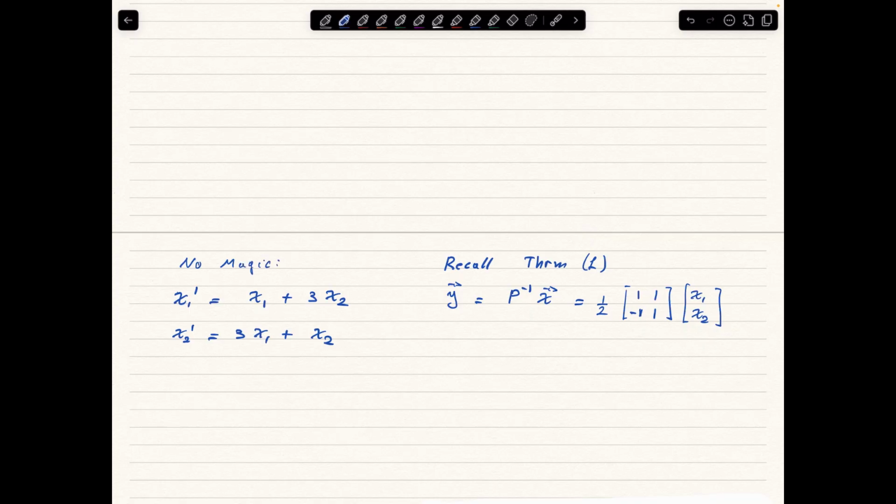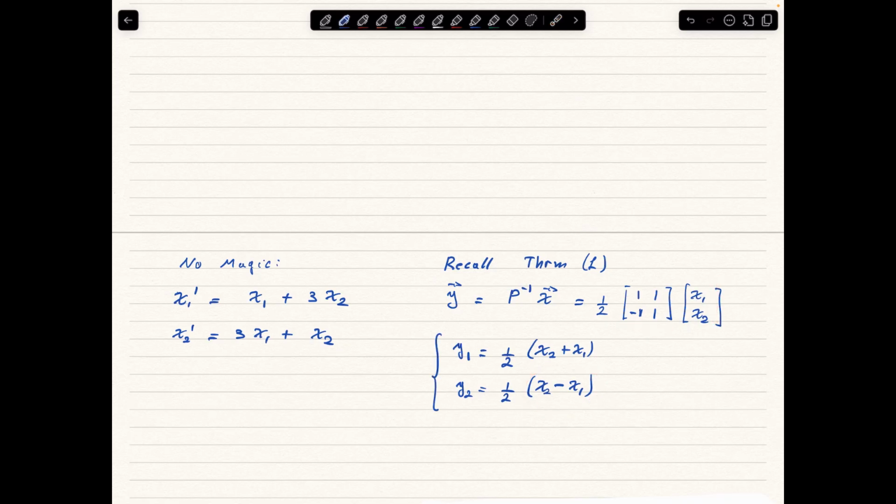So what are the components of y in this particular example? Well, y1 is going to be 1/2 (x2 plus x1). And y2 is going to be 1/2 (x2 minus x1). You see what I did? I just did this multiplication and I got that, and this multiplication and I got that. Okay, so these are our new variables.